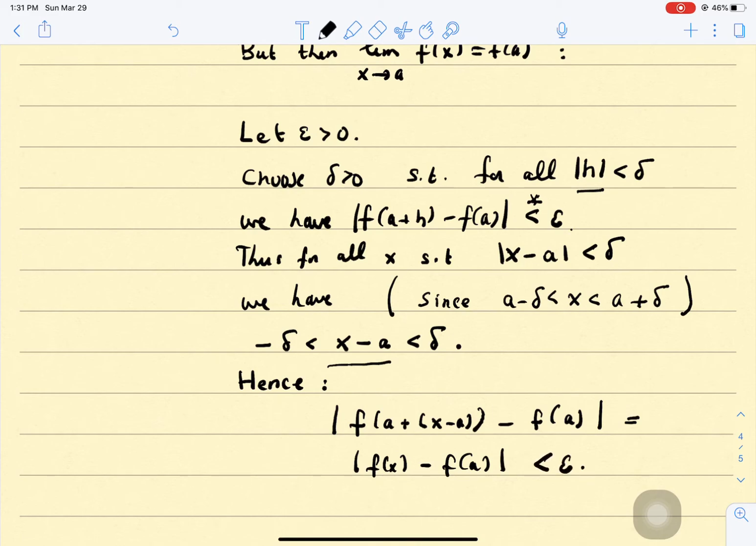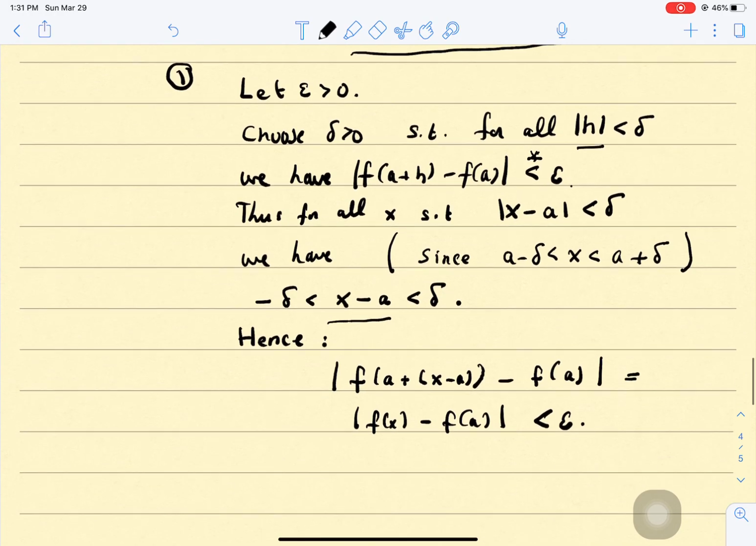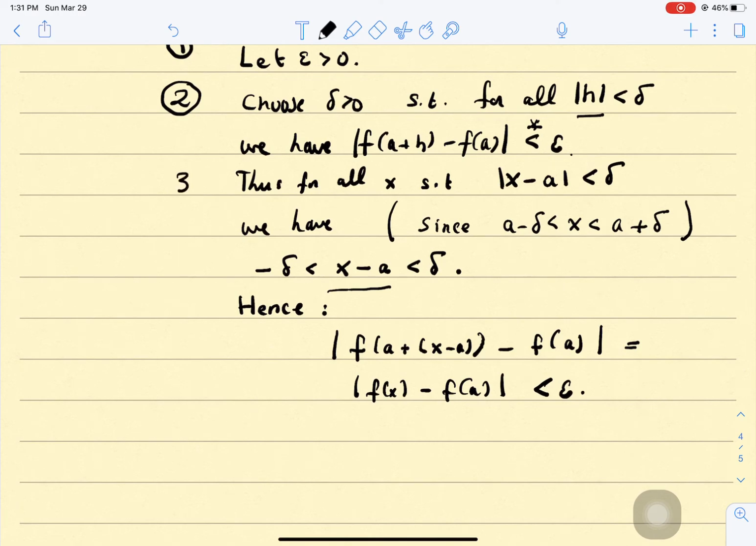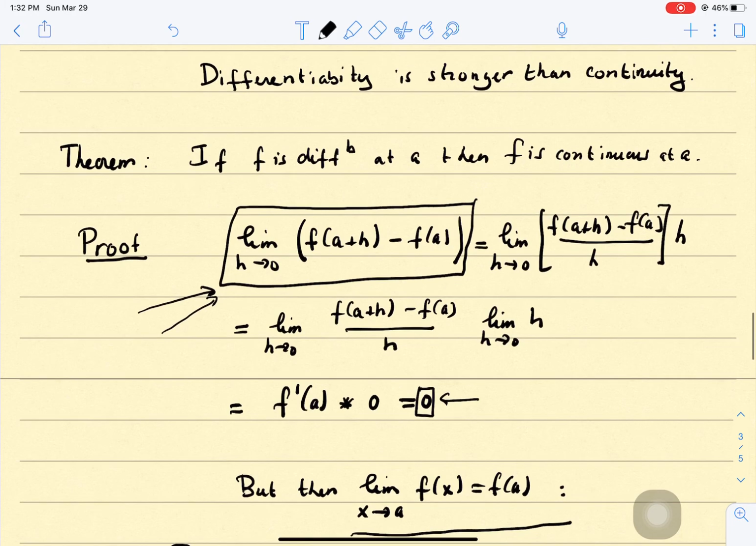Notice that the proof has the standard format. I had to prove that this limit as x approaches a of f of x is f of a. I said one, let epsilon be bigger than 0. Two, I chose a delta. And then three, if x is such that x minus a is less than delta, then f of x minus f of a is less than epsilon. So that completes our proof. What did we prove? If f is differentiable at a point, then it's continuous at that point.